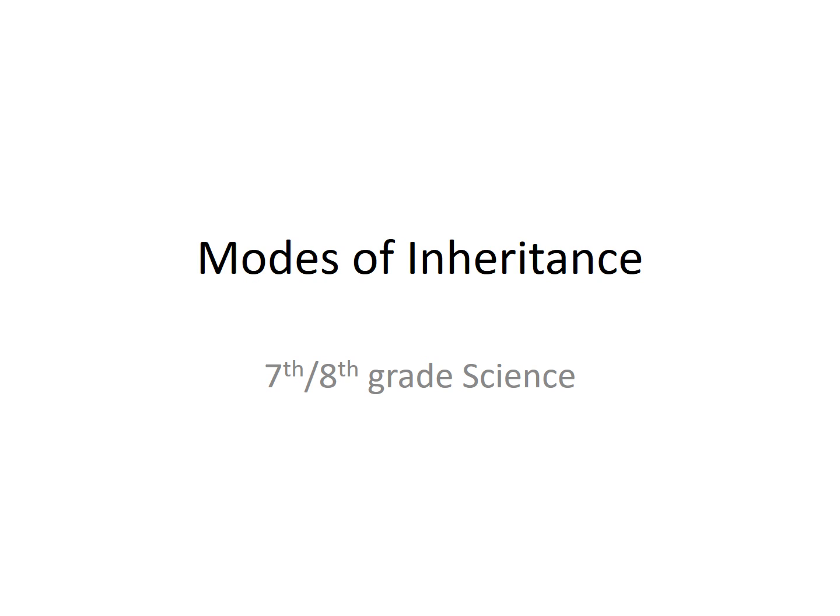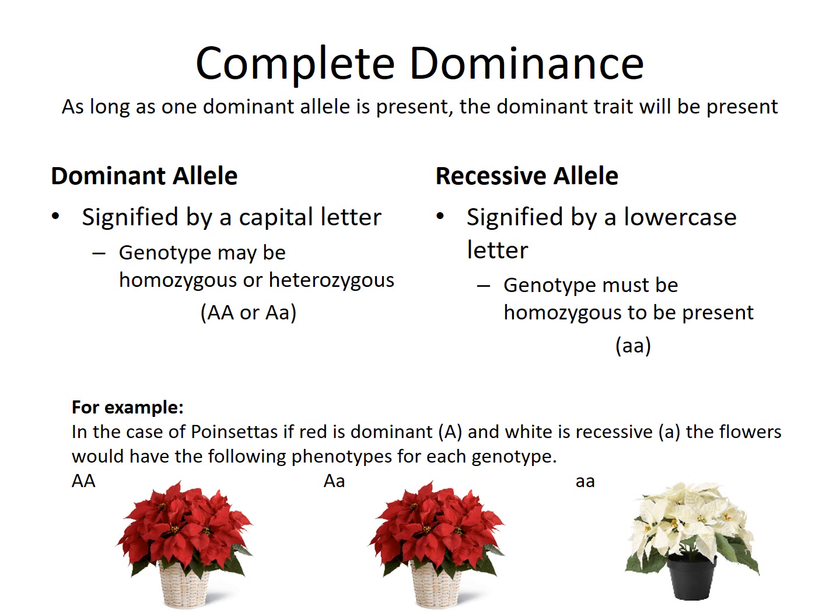Modes of inheritance, 7th and 8th grade science. The first type of inheritance is complete dominance. This is when at least one dominant allele is present, the dominant trait will be present. The dominant allele is signified by a capital letter.